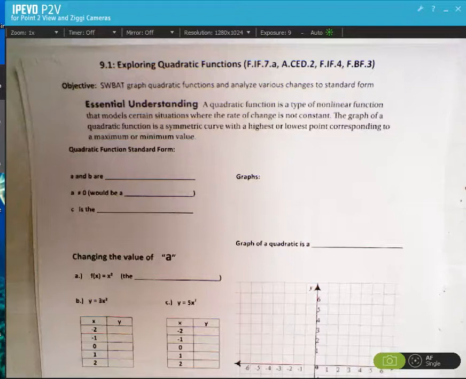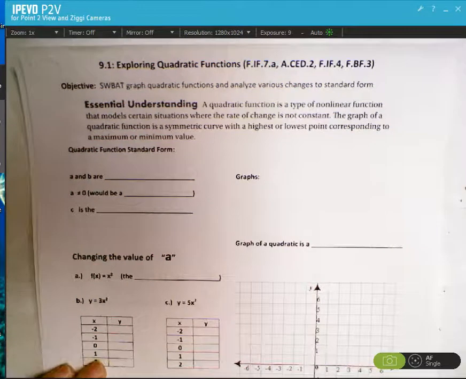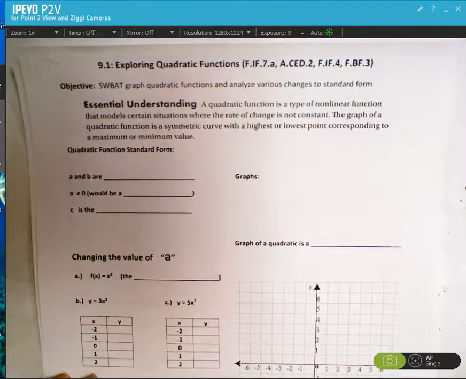Hi guys, we are jumping right into chapter 9, exploring quadratic functions. So you've seen those a bit. They're the parabolas that either open up or down. We're going to learn how to graph them in different ways and then eventually how to solve quadratic functions. So let's take a look at our general understanding for this topic.